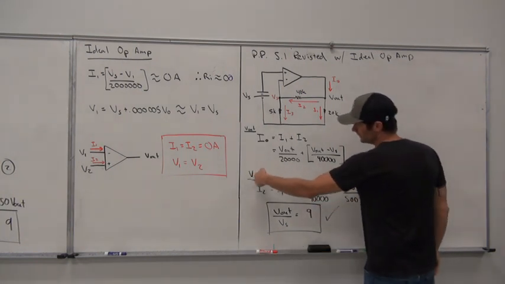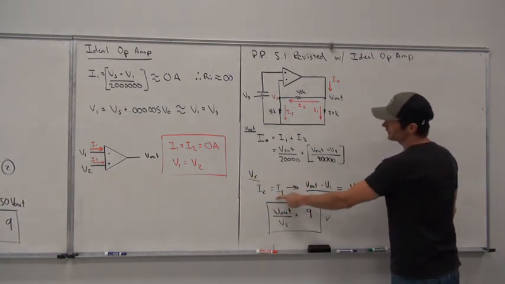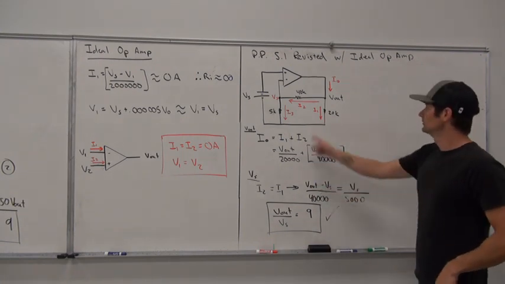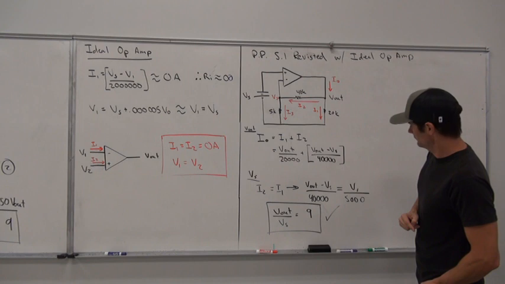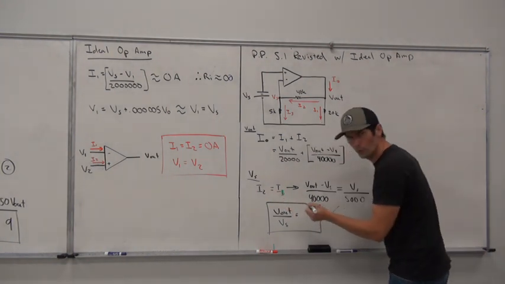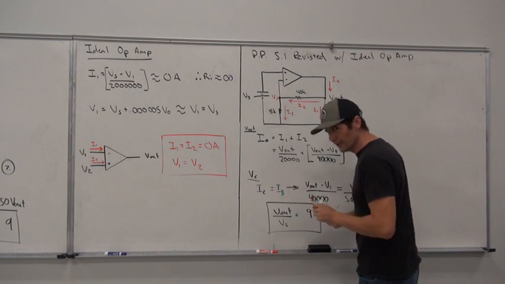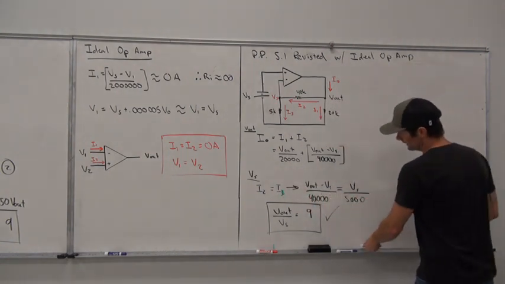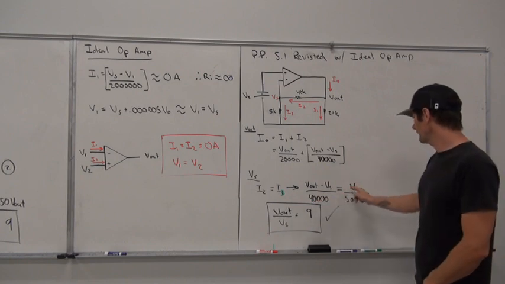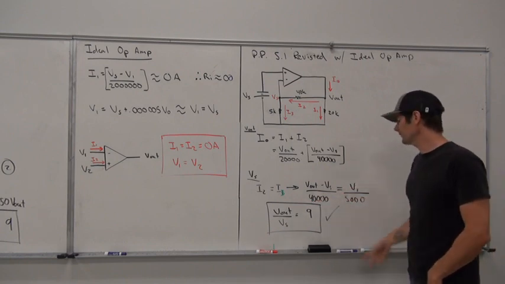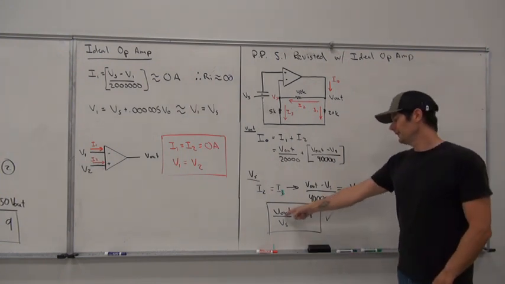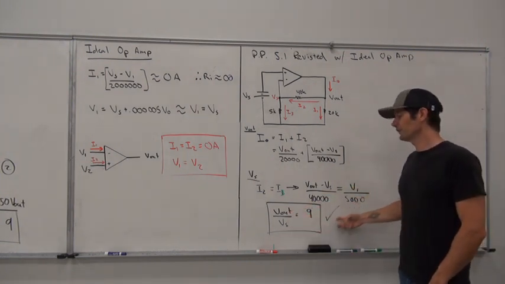So at node Vs right here, I2 is equal to I3. Sorry, guys. V out minus Vs over 40,000 is equal to Vs over 5,000. If we rearrange this equation really quickly, V out over Vs is equal to 9.